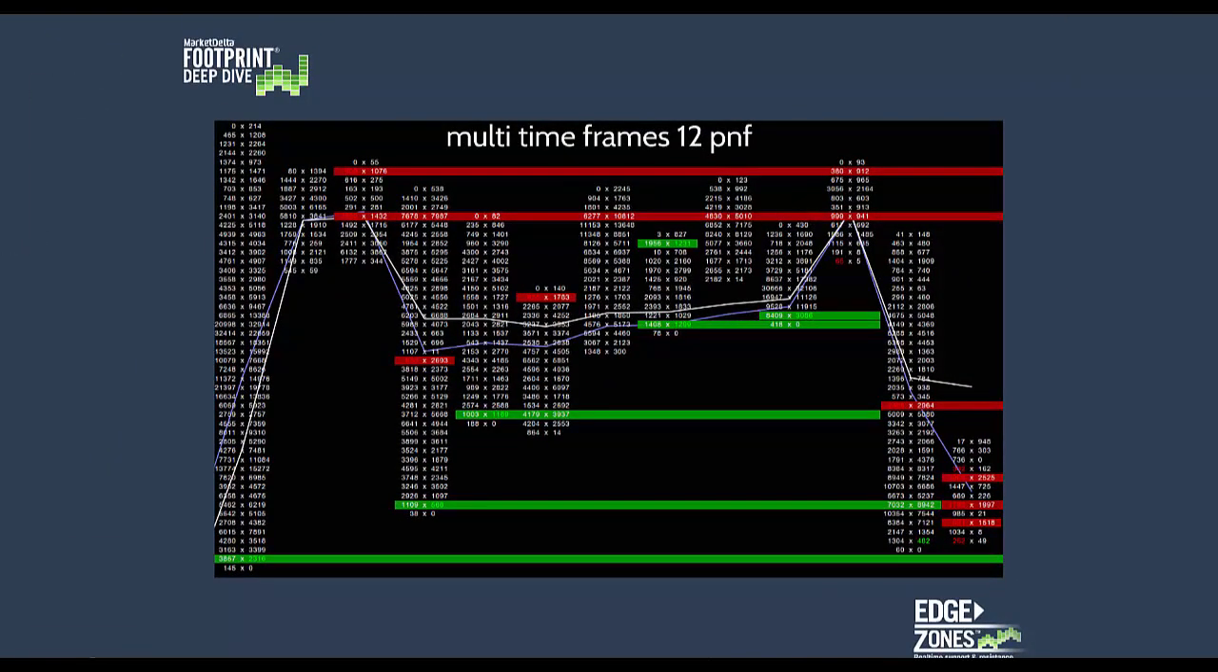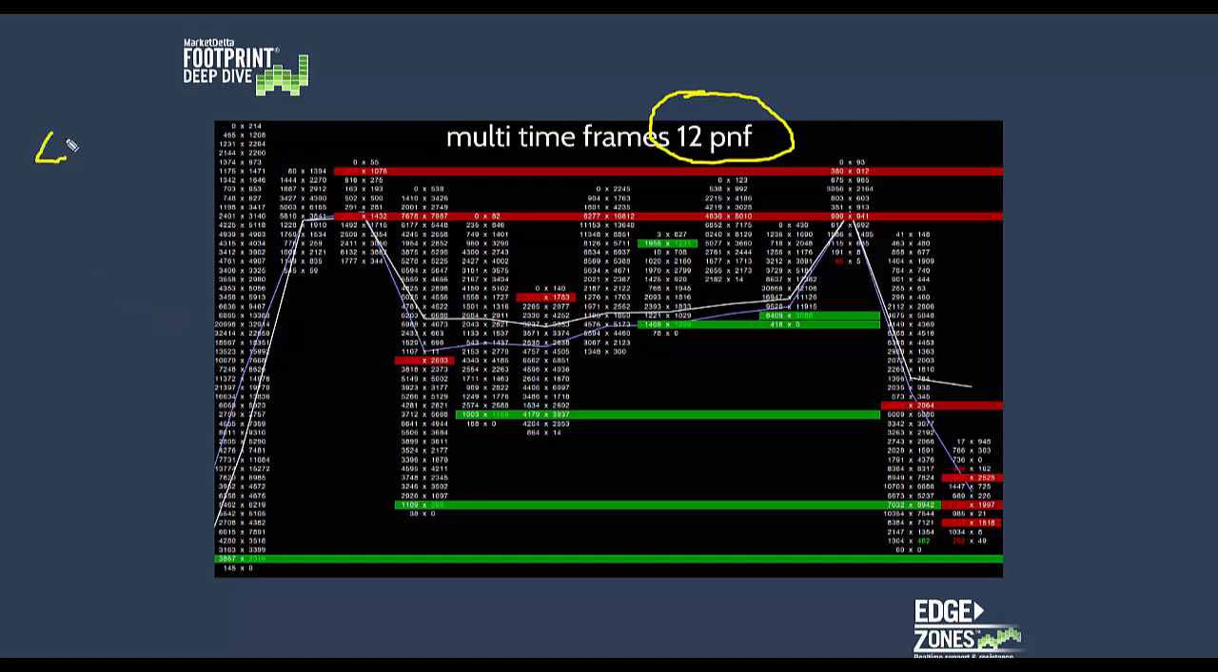All right, multiple time frames and multiple markets. First, multiple time frames. We're going to go over a lot more charts in another video. For just your first look at multiple time frames, let me use a 12 PNF. Now, PNF stands for point and figure, and I'm not a point and figure expert. I could have done a point and figure video as part of this course, but it's pretty simple.